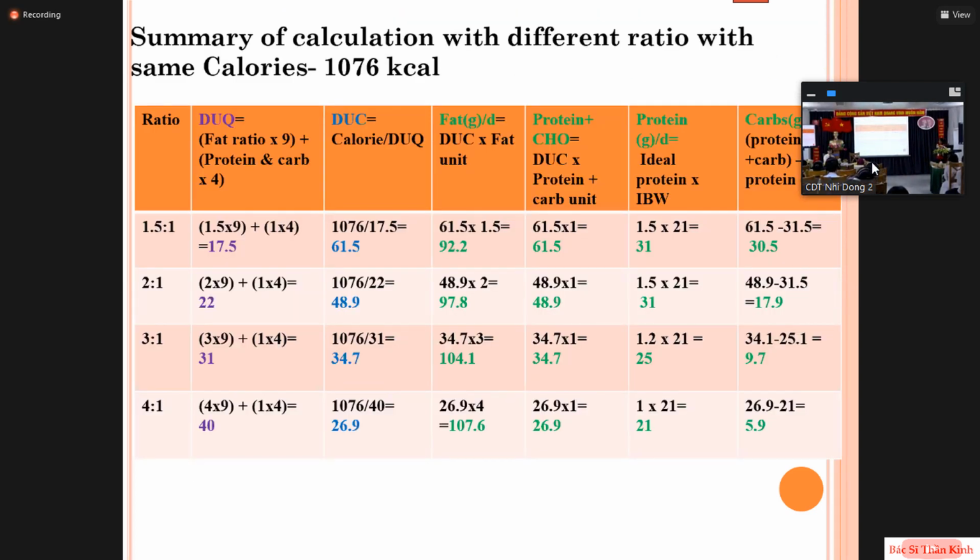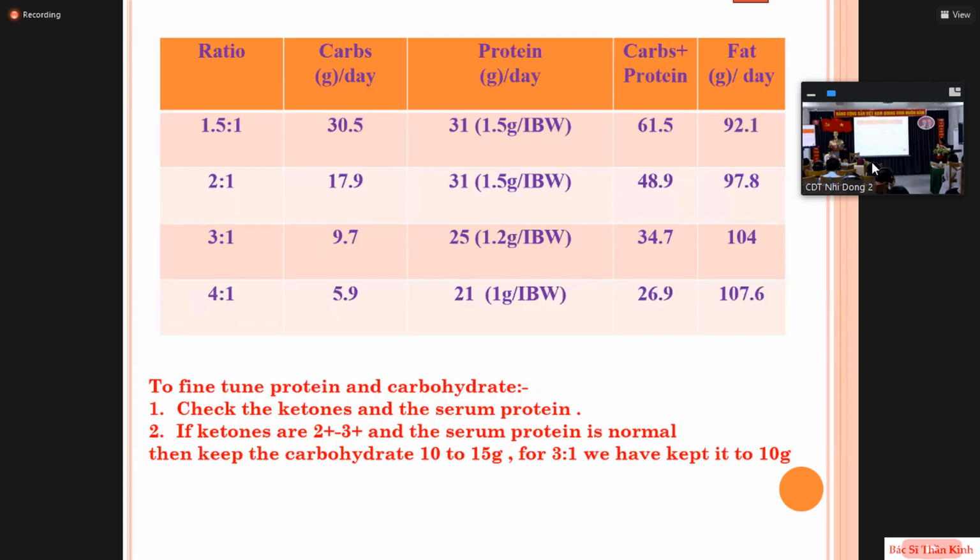Next is just a summary of the calculation with different ratios with the same calories for this patient. So this is the easier version, which I can show you here. You can see that as the ratio increases, we start with 1.5:1, so you have the carb, protein, and the fat values in the entire day. And when the ratio increases, you can see that the fat amount goes up drastically and the carb amount goes down drastically. So protein remains almost the same.